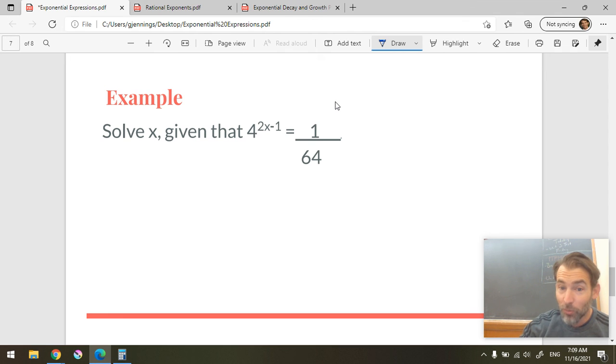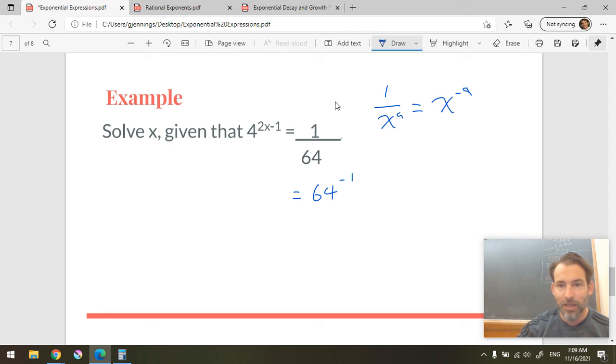This one's trickier. 1 over 64. How am I going to deal with that? Oh, I remember this cool thing: if I have 1 over x to the a, that's the same thing as x to the negative a. The function of this negative here is just to throw this to the bottom of a fraction. So I can rewrite that as 64 to the negative 1 if I want.